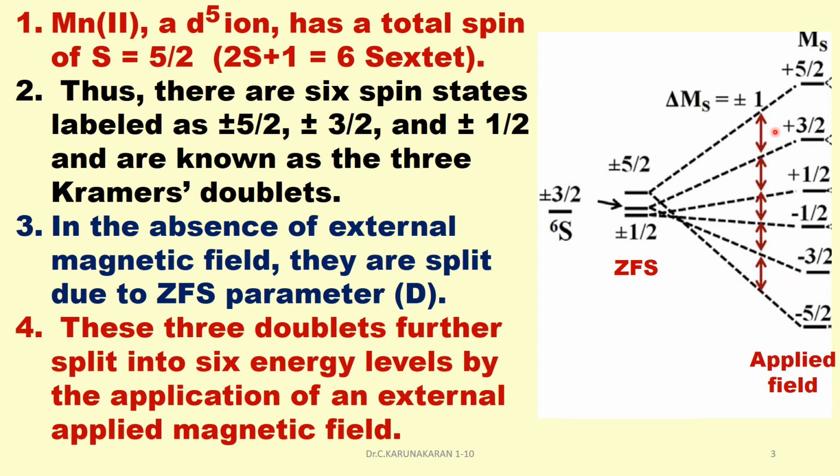Using the EPR selection rule, delta Ms equal to plus or minus 1, how many lines are observed? 1, 2. The transition from -5/2 to -3/2, the transition from -3/2 to -1/2, and so on. So 1, 2, 3, 4, 5. There are 5 transitions observed. This is what we call fine structure.